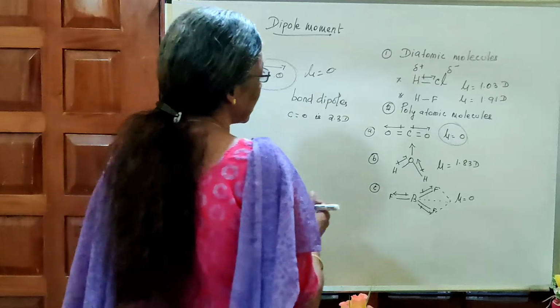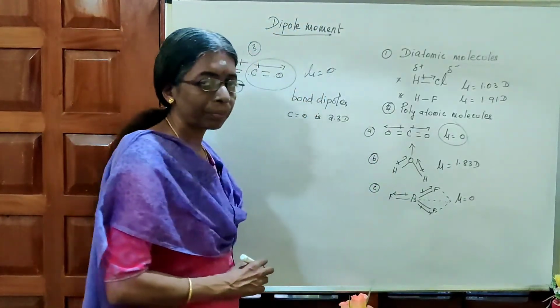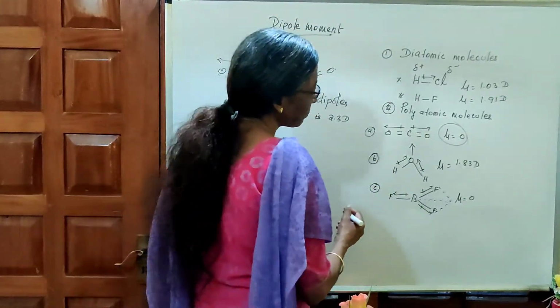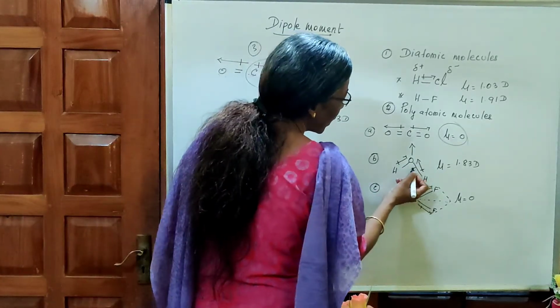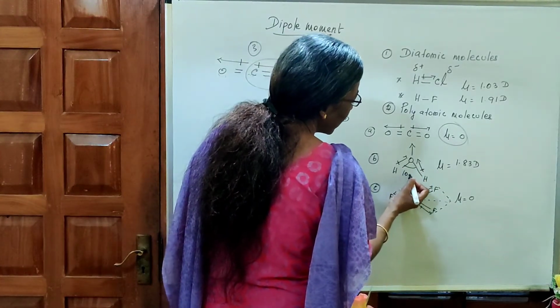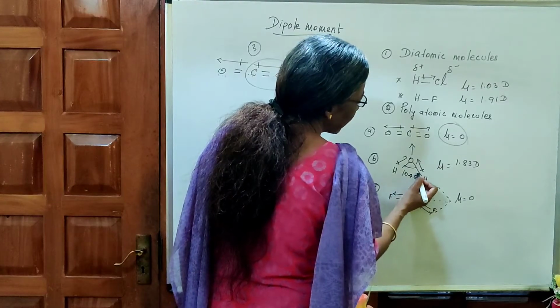Now let us go to another example, the water molecule. In water, the bond angle is 104.5 degrees. We will study that later.